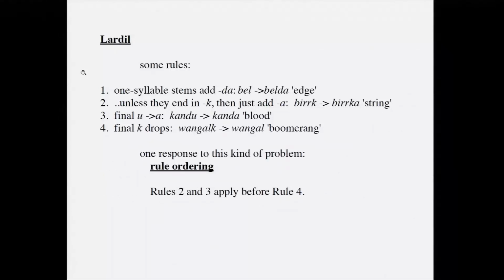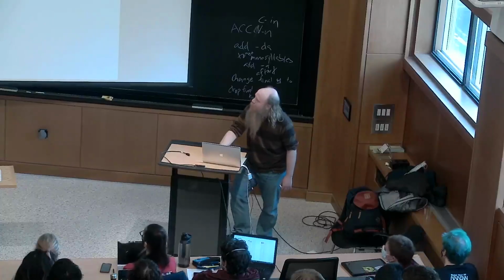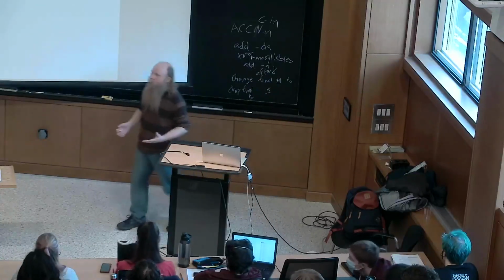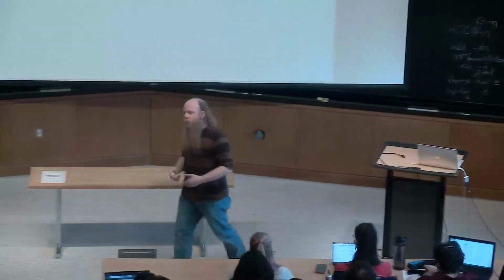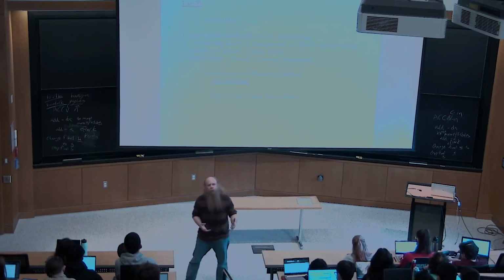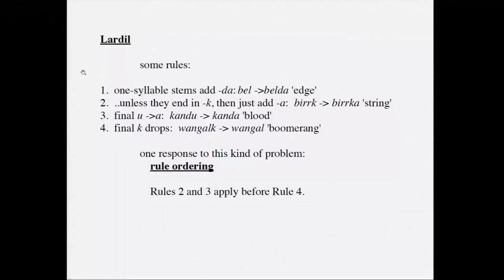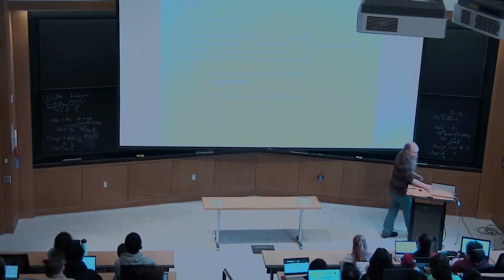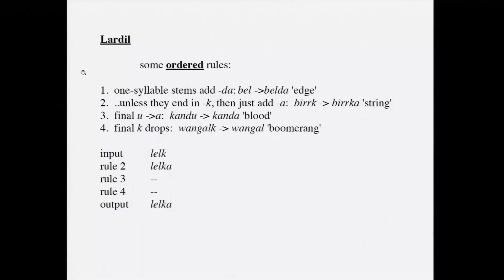And one kind of response to this kind of problem that people have classically given is to not only have rules, but to have the rules apply in an order. That is, to have what's called rule ordering. It's as though there's an assembly line between one of these committees and the other. So rule 2 and rule 3 happen before rule 4. If you are starting with lelk, the basic form for head, you first apply rule 2 and get lelka. Having applied rule 2, which adds the a after lelk, you're not in any danger of applying rule 4, which would have gotten rid of a final k, because there isn't a final k anymore.